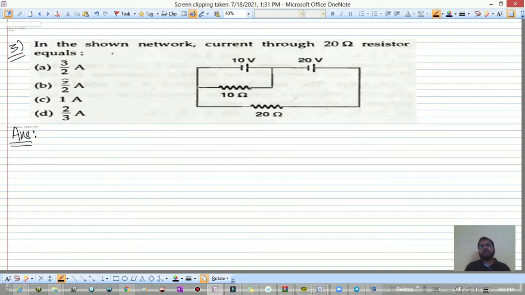Next question. In the shown network, current through 20 ohm resistor equals to.